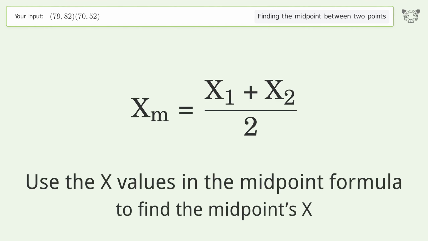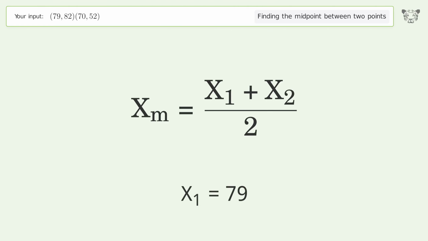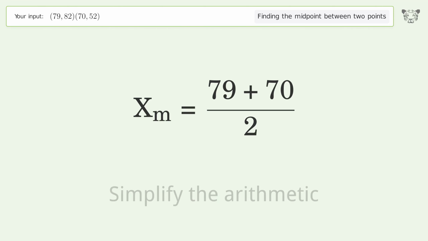Use the x values in the midpoint formula to find the midpoint's x. x1 equals 79. x2 equals 70. Simplify the arithmetic.